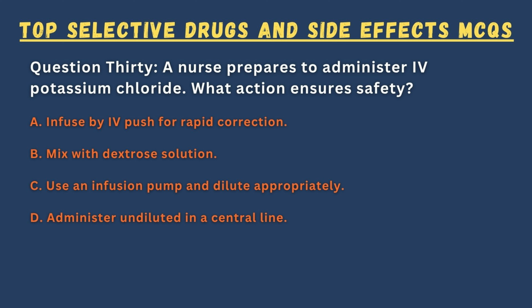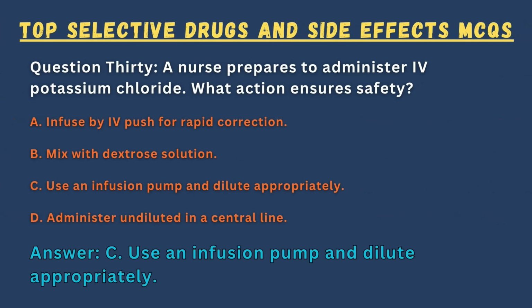Question 30. A nurse prepares to administer IV potassium chloride. What action ensures safety? A. Infuse by IV push for rapid correction. B. Mix with dextrose solution. C. Use an infusion pump and dilute appropriately. D. Administer undiluted in a central line. Answer: C. Use an infusion pump and dilute appropriately.